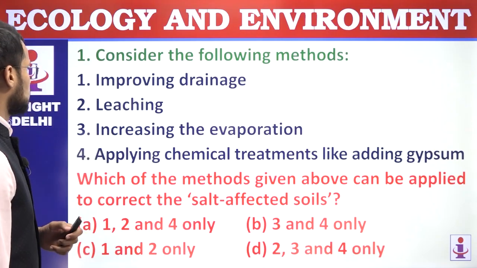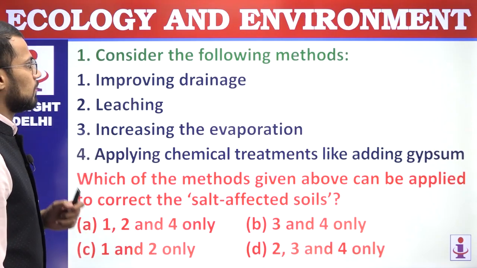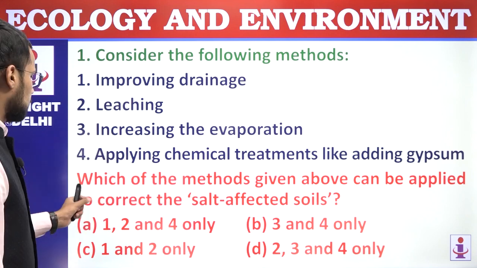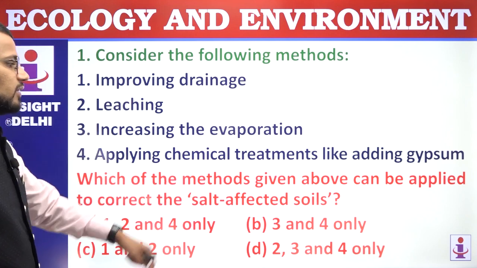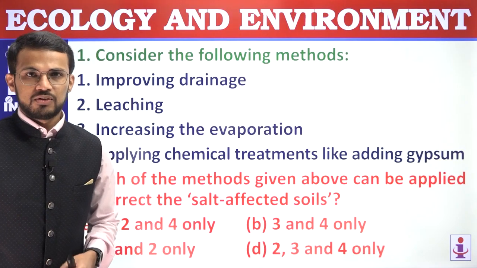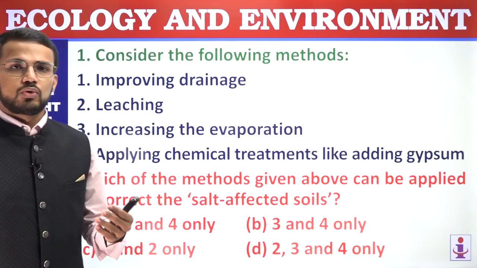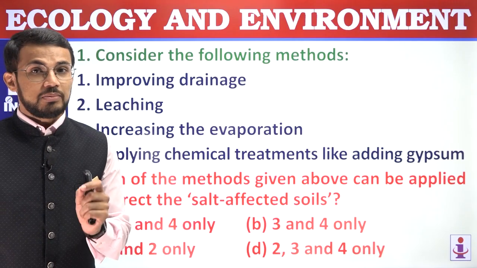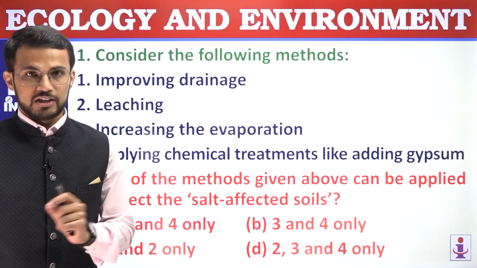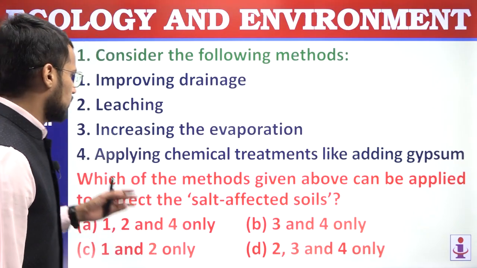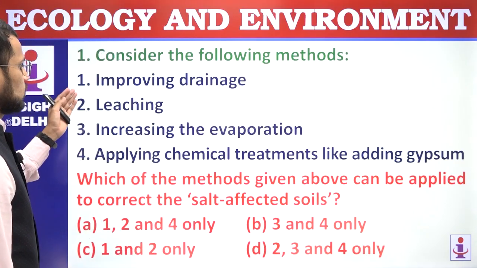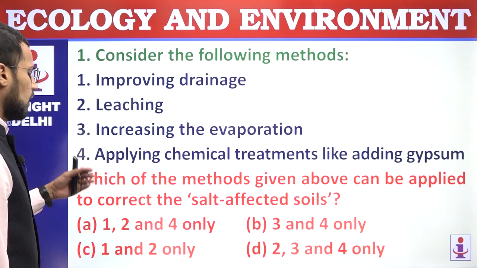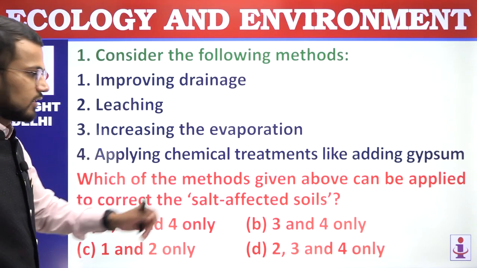So first question is, consider the following methods. Which of the methods given above can be applied to correct the salt-affected soils? Salt-affected soils are those soils where salinity conditions are high, and this may be the result of excessive irrigation. So let us discuss the statements first. What we are supposed to find out is methods which can be applied to correct the salt-affected soils.